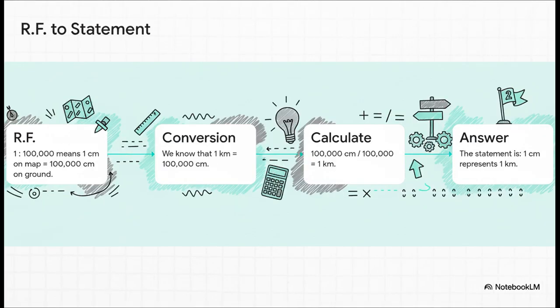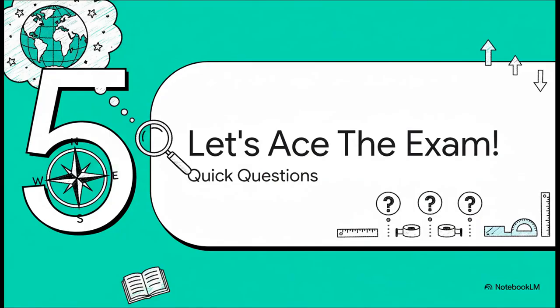All right, let's go the other way now. Let's convert an RF of 1 is to 100,000 into a statement in kilometers. So this RF is telling us 1 centimeter on the map equals 100,000 centimeters on the ground. Now, you just need to remember, how many centimeters are in 1 kilometer? Yes, 100,000. So to convert the ground distance, we just divide 100,000 centimeters by 100,000, and we get 1 kilometer. So what's our answer? 1 centimeter represents 1 kilometer. See? Easy peasy. Wow, you are doing so well.